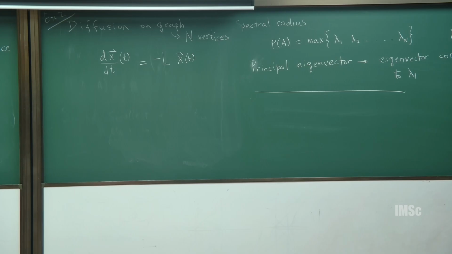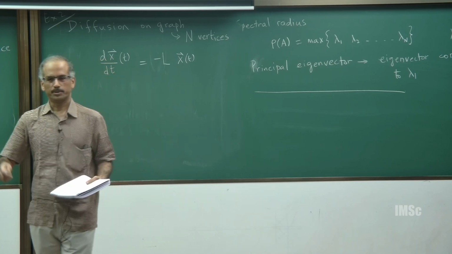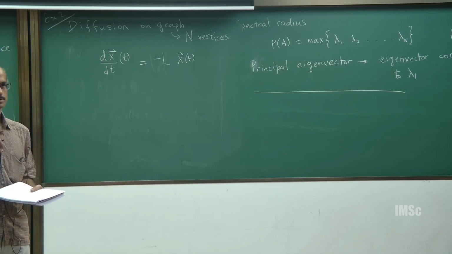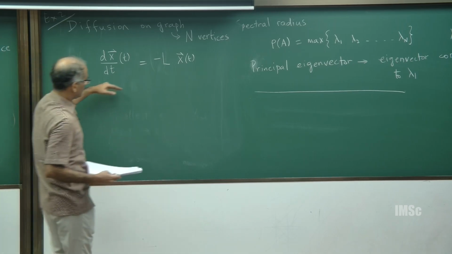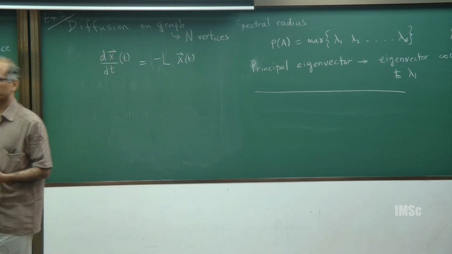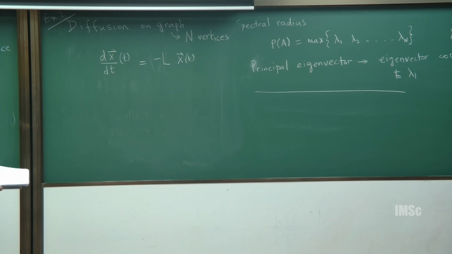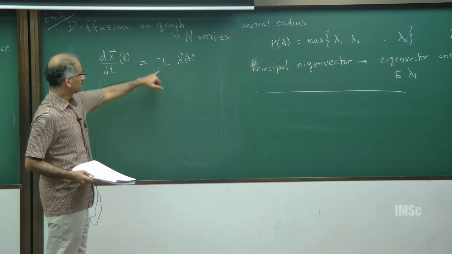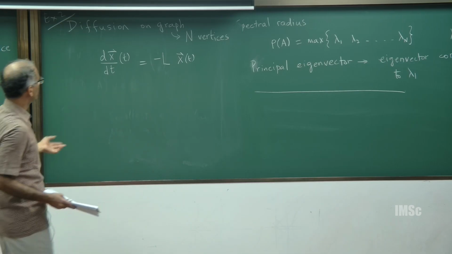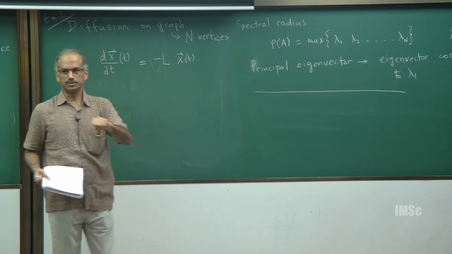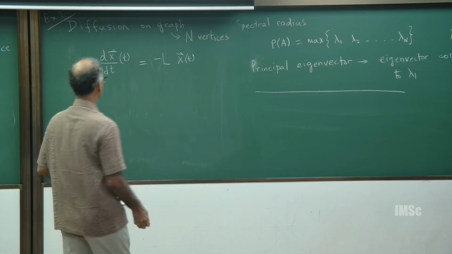There are many diffusion processes. The simplest way to think about it is that you have a network, and maybe you start with a large number of walkers, or even a single walker, at some particular node of the network, and that walker will keep randomly exploring the network. So what is the dynamics? How would we describe it? This is the governing equation. L is the Laplacian matrix, and x is a vector that tells you the state of each vertex.